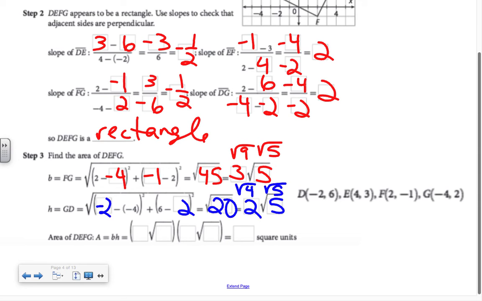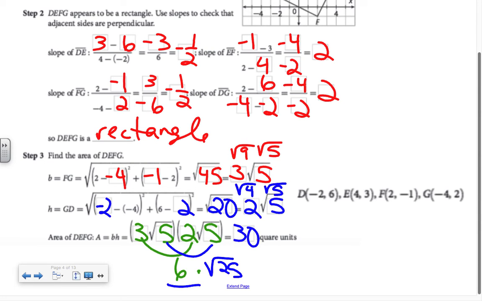So the area of DEFG is base times height, which is 3 radical 5 times 2 radical 5. And I'm going to go step by step on this. 2 times 3 is 6. Radical 5 times radical 5 is radical 25, but the square root of 25 is 5. And when you multiply that 5 times this 6, your answer is 30.